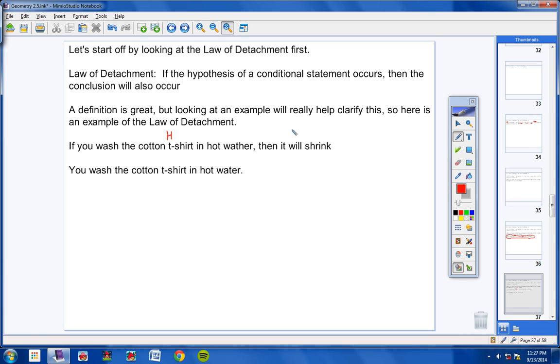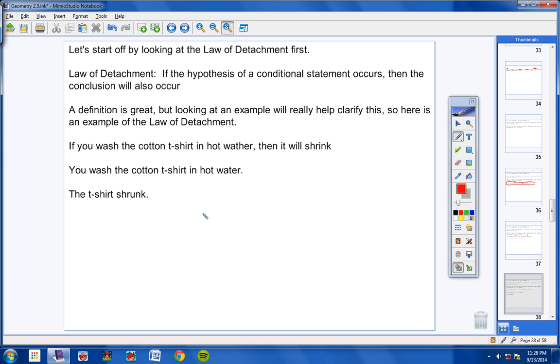Now listen to me, this is your conclusion. Now look at the law of detachment. If the hypothesis occurs, in other words, you did wash the cotton t-shirt in hot water, then the conclusion will also occur. So you did wash the cotton t-shirt in hot water, so what did happen? The t-shirt shrunk. Please write that down. There you go, that's it.